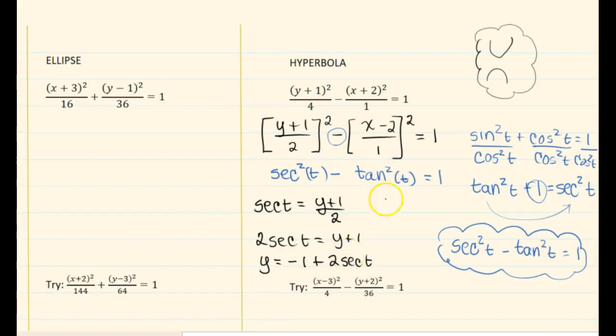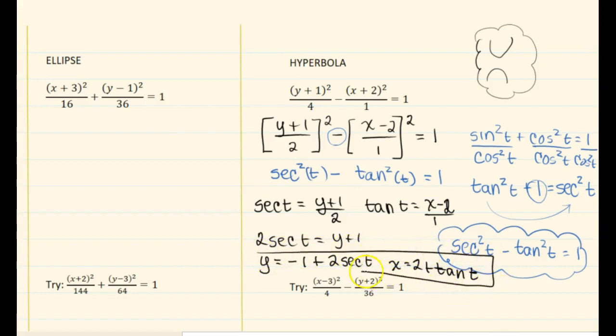We're going to do the same thing over here. We're going to let tangent of t equal x minus 2 over 1 and solve for x. And we're going to see that x is going to equal 2 plus tangent of t. So we're going to stick these into our calculator. Big thing that we need to remember is that the x is going to have the tangent and the y is going to have the secant.